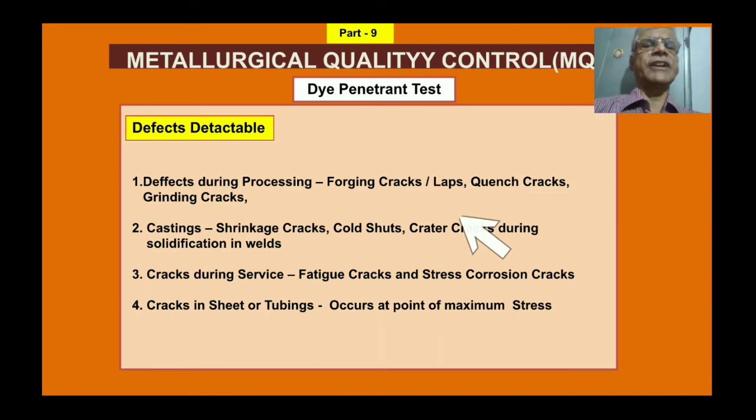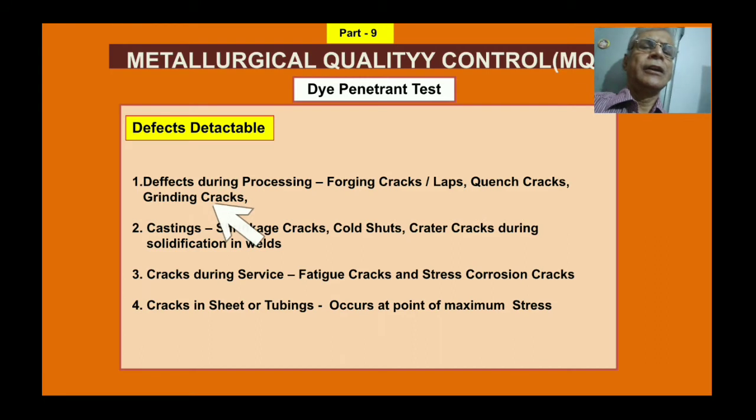So what are the defects that can be detectable? Defects during processing, like in forging operation, you can find cracks, laps, quench cracks also. Then grinding cracks. Some of the time we are grinding this flash part of the forging, and wherever there is excessive grinding, it develops cracks. So this can also be seen through this dye penetrant because it is open to the surface.